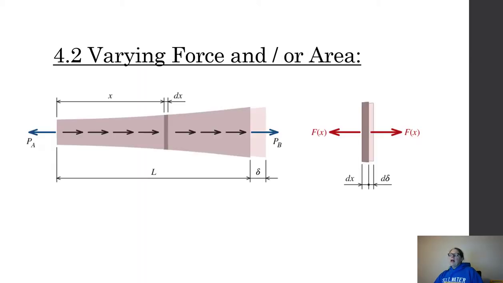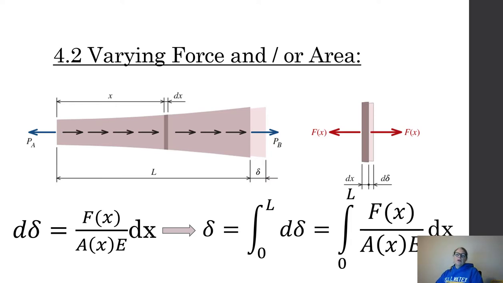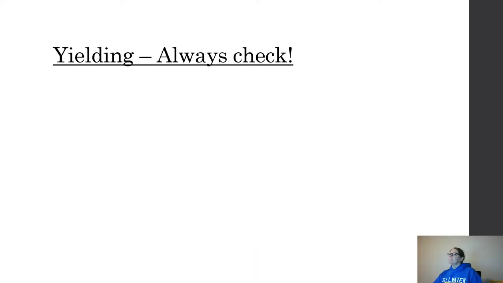What about having a varying force or a variable cross section? It's still going to have that PL over AE look, except now when we look at those differential elements as we're going, we're going to have to do some integration. We could have a force that's a function of the length. We could have a cross-sectional area that varies with length. Again, think of an ice cream cone. When you look at an ice cream cone, that cross-sectional area varies with the length. We could also have a varying axial force.